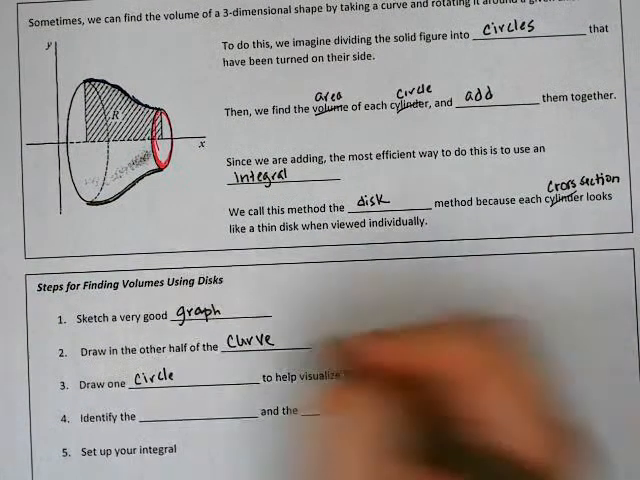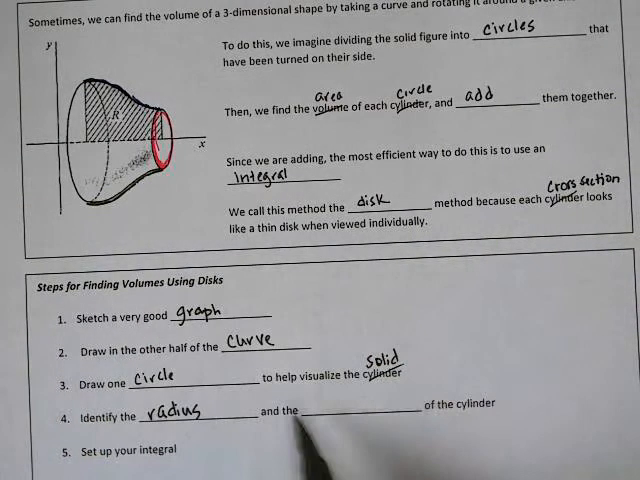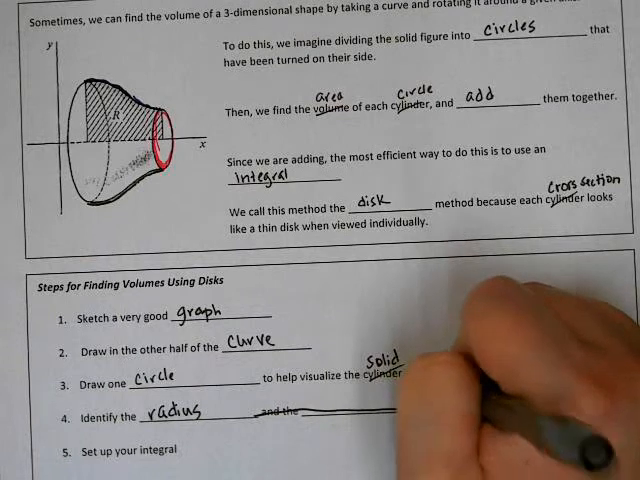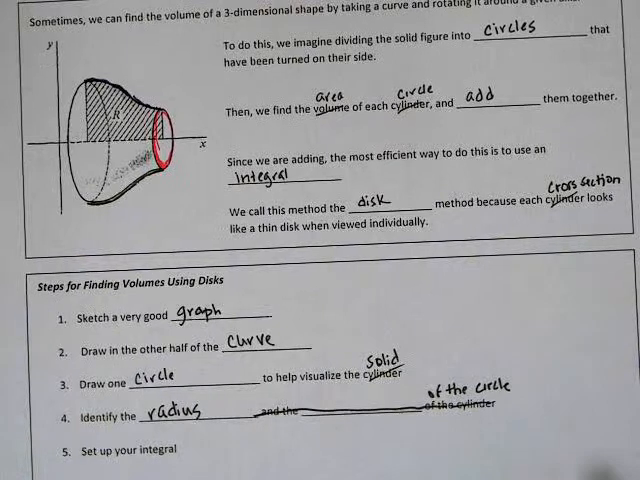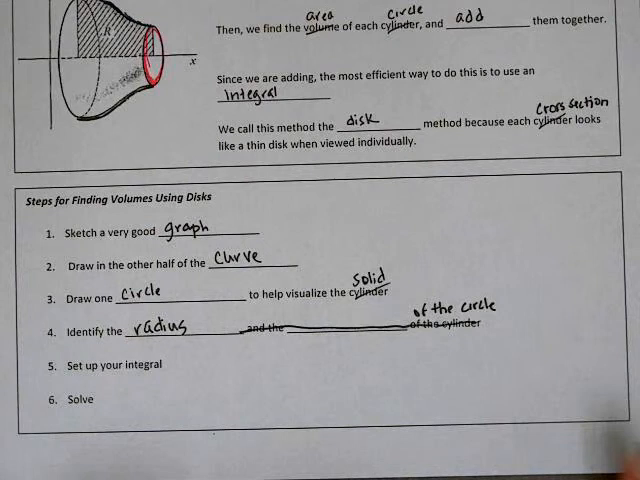So then we are going to identify the radius of the circle, set up our integral, and solve. So I know that these steps seem a little arbitrary. We're going to do some examples to hopefully help you see kind of what we're doing here.